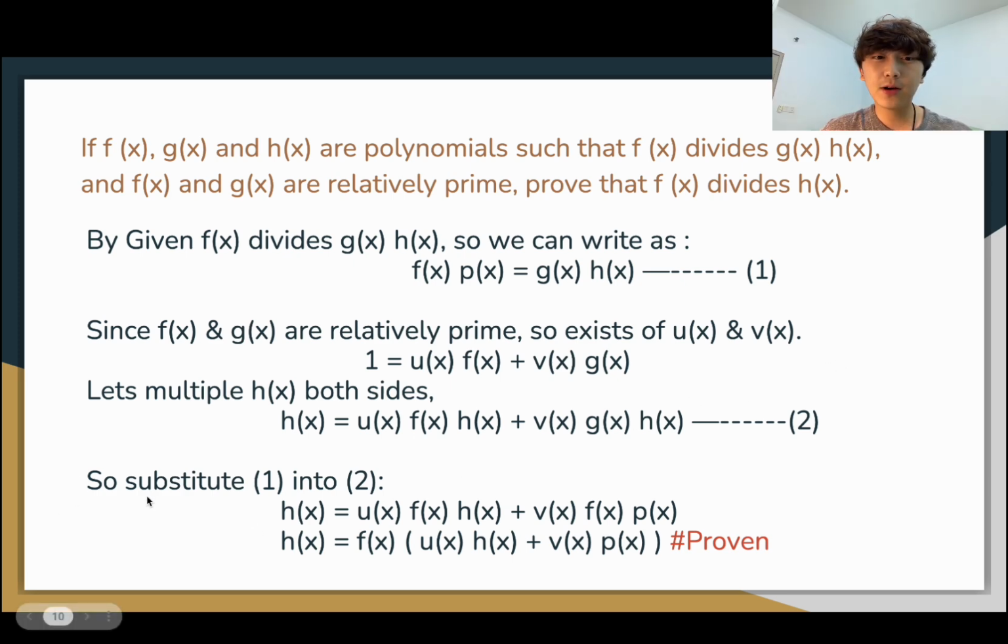So substitute equation 1 into equation 2. We will replace the g(x)h(x) with f(x)p(x). So we can simplify out the f(x). Then h(x) is equal to f(x)u(x)h(x) plus v(x)p(x). So as we can see, h(x) can be divided by f(x). So the question is proven.